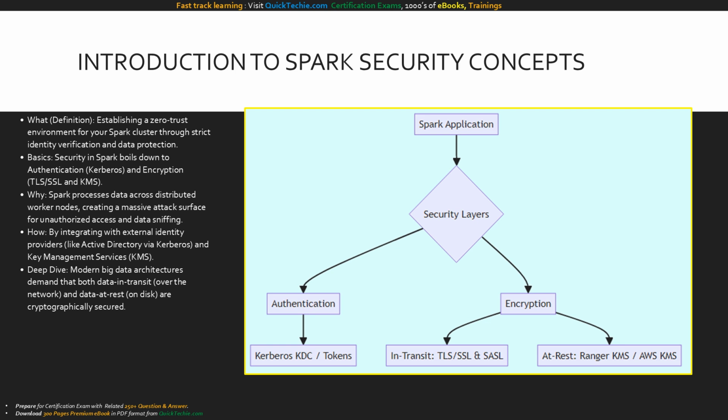Take a look at this high-level security architecture. Your Spark application sits at the top, immediately passing through two fundamental security layers. On the left, we handle identity through authentication, communicating with a key distribution center, or KDC, via Kerberos. On the right, we handle data protection via encryption. Notice how encryption is further split into two distinct zones: in-transit encryption, protecting data over the network via TLS and SSL, and at-rest encryption, protecting data on disk using tools like Ranger KMS or AWS KMS.